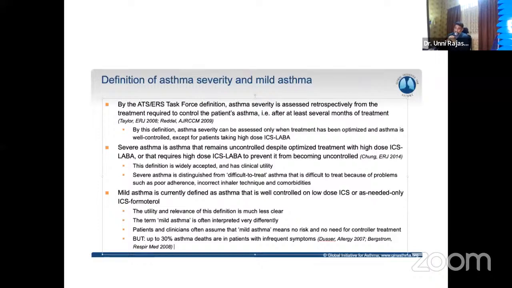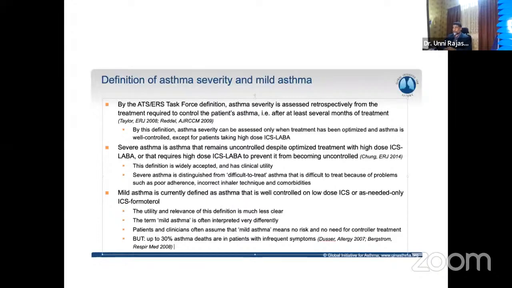GINA 2022 recommends against the use of the term mild asthma because the utility and relevance of the definition is much less clear. The term is often interpreted very differently by clinicians, and many clinicians and patients assume that mild asthma means no risk and no need for controller therapy, which is actually a problem for our patients because up to 30% of asthma deaths are in patients with infrequent symptoms. So we have to keep in mind that even mild asthma needs to be addressed.